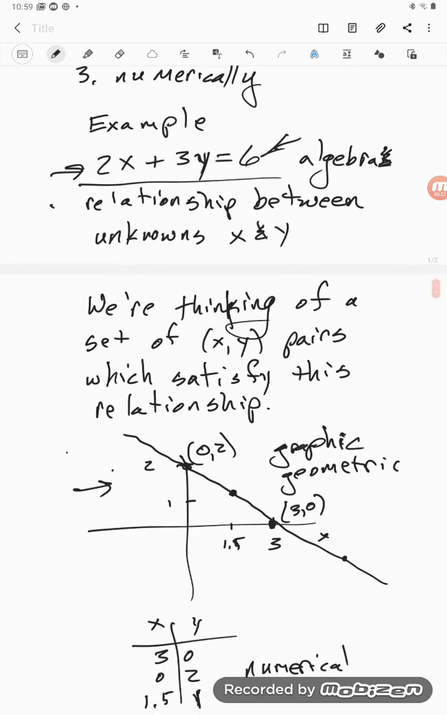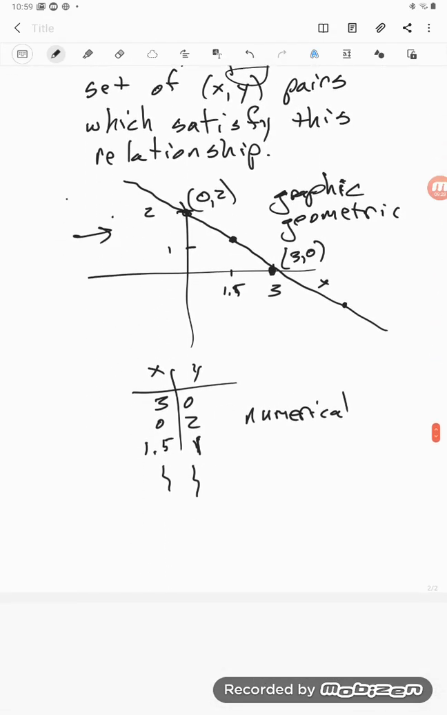Okay, so that's what we're dealing with, linear equations. And I'll continue with this in another video. But this just kind of introduces what we're working on and how we'll look at things.